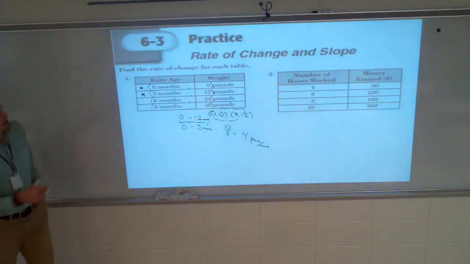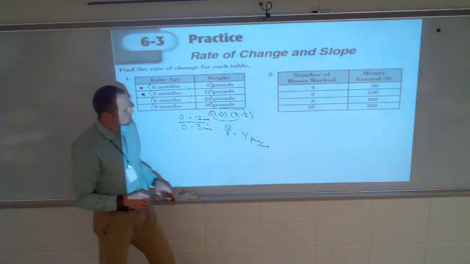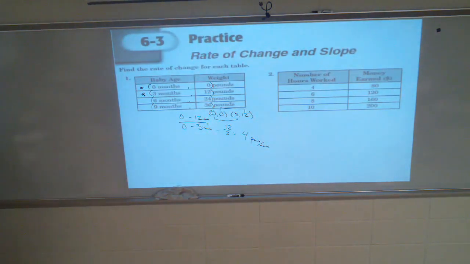Alright? Everybody try number 2. Find the rate of change in number 2. Find the slope, the rate of change. Again, my suggestion would be to write out the ordered pairs. It is my feeling that if you write out the ordered pairs, you will get it right. And if you do not write out the ordered pairs, you will get it wrong.